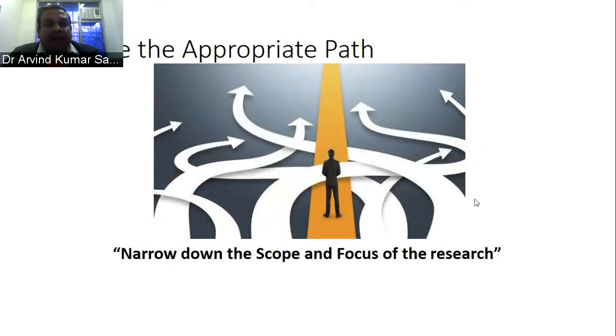Anyway, despite many research gaps and many pathways, the important thing that researchers have to do is to choose the appropriate path. When we're talking about choosing the appropriate path, it is about narrowing down the scope and the focus of research. As I've told you, it may not be possible for a researcher to address each and every research gap that is identified after the literature review. So a researcher can address one particular issue, or he can bundle up a few issues to be addressed.